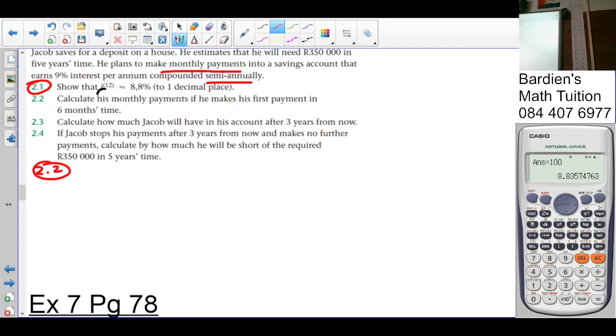Calculate his monthly payment if his first payment is in 6 months' time. So what does that mean to say? It is a delay in the start of payment. You see here, he needs 350,000 rand in 5 years' time. So if he delays his payment, he still needs the money in 5 years' time. So it is the monthly payment on the investment. So F is equal to x into 1 plus i to the n minus 1 over i.